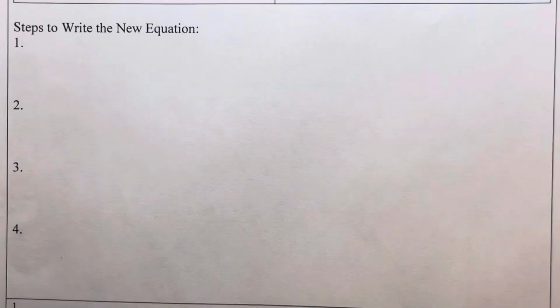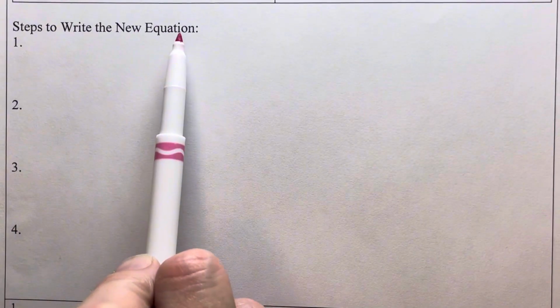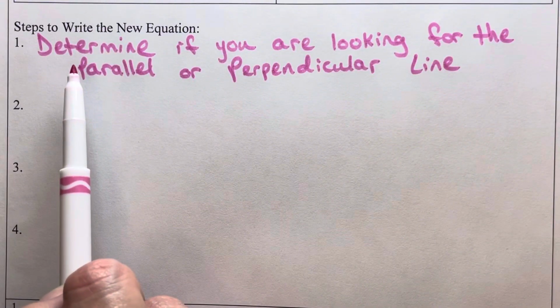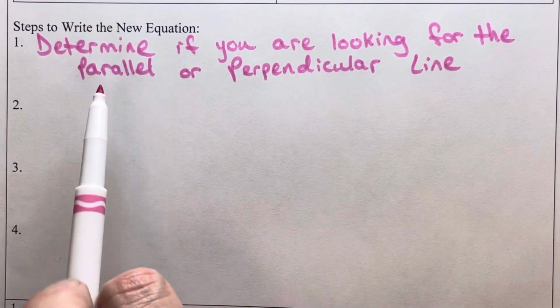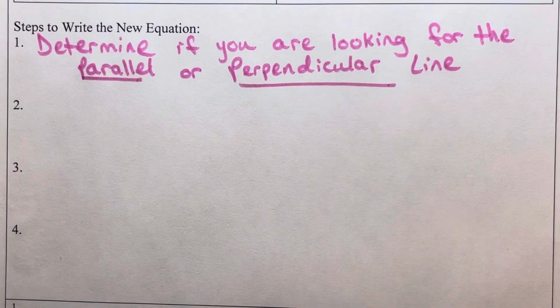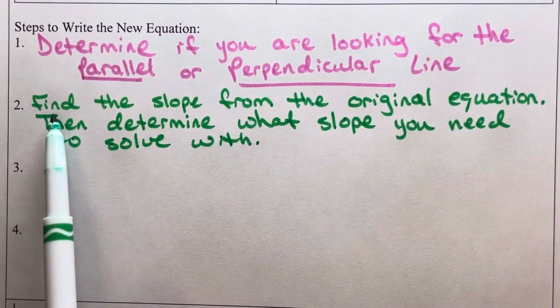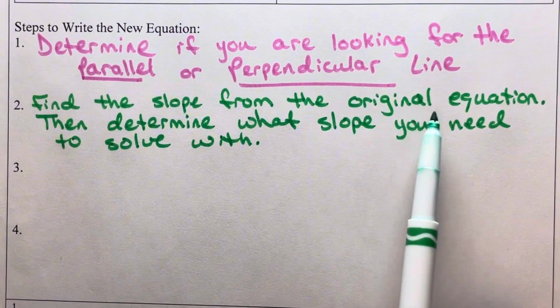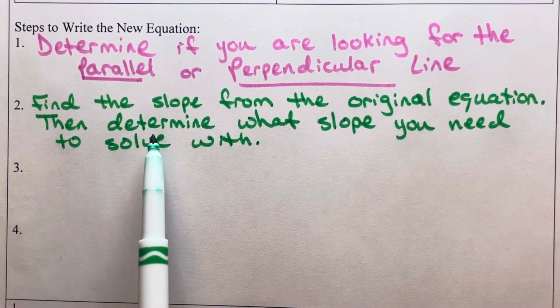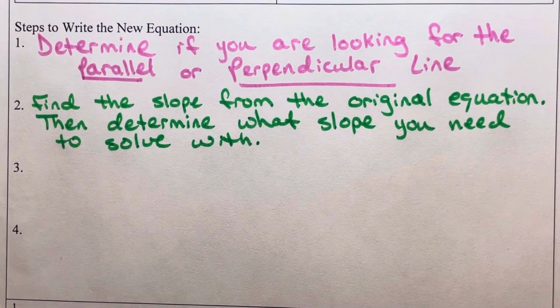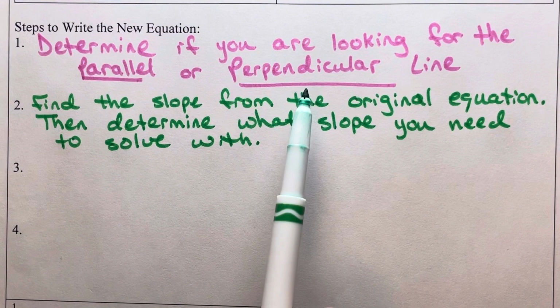There are 4 simple steps to writing the new equation of your line that will be parallel or perpendicular to the original. Step 1 is to determine if you are looking for the parallel or the perpendicular line. Step 2, you're going to find the slope from the original equation and then determine what slope you need to solve with based on being parallel or perpendicular.